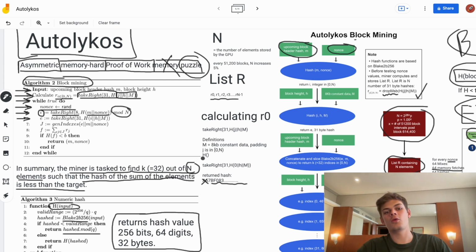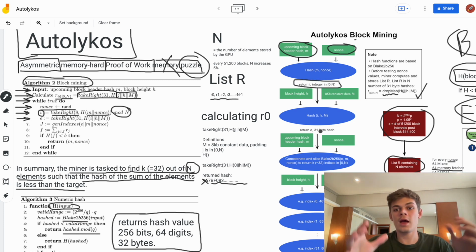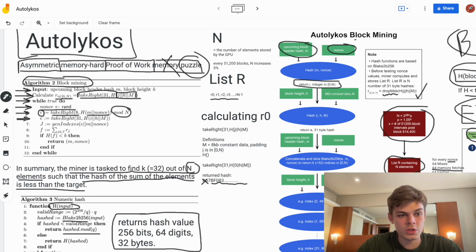So what is this doing? Well, given these values M and nonce, we're hashing that, returning a hash, taking the 8 bytes on the right hand side, and then we're modding by N. So we're returning I, which is an integer in 0 to N. Then that I value is seeded into line 6, which calculates an E value. And you might wonder why we are calculating all this stuff, but it will make sense.